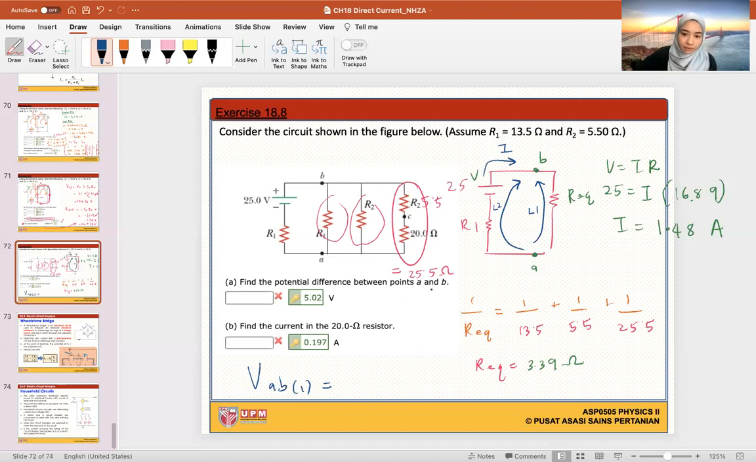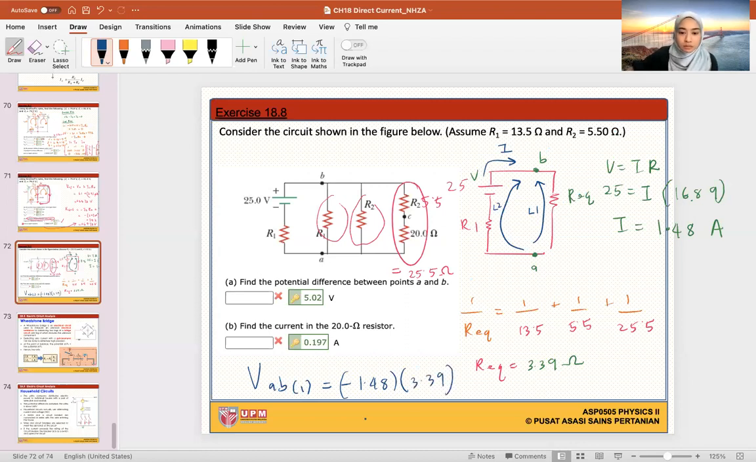Wait. If my I is flowing this way, it should be negative from point A to point B. Okay, it's fine, let's try first. So minus I, 1.48 times with what's the R that we are looking at? R equivalent is 3.39.